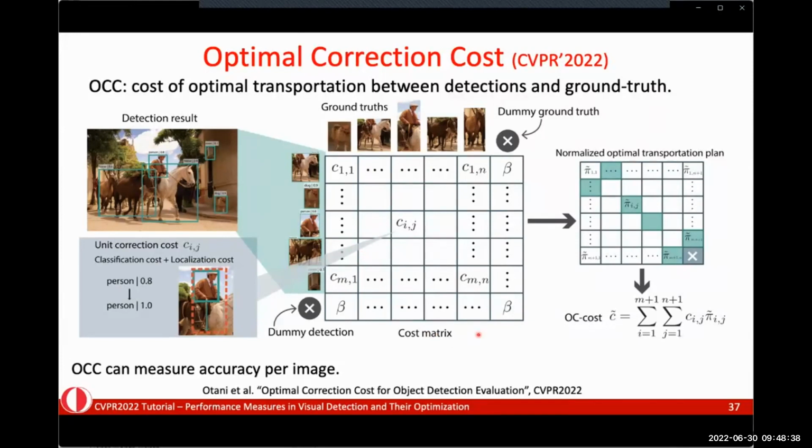After this cost matrix is constructed, optimal assignment of the detections to the ground truths are determined by solving an optimal transportation problem. And this gives us this labeling, which denotes the optimal assignments. And based on the assignments, they aggregate the correction costs as the measure of final detection performance.